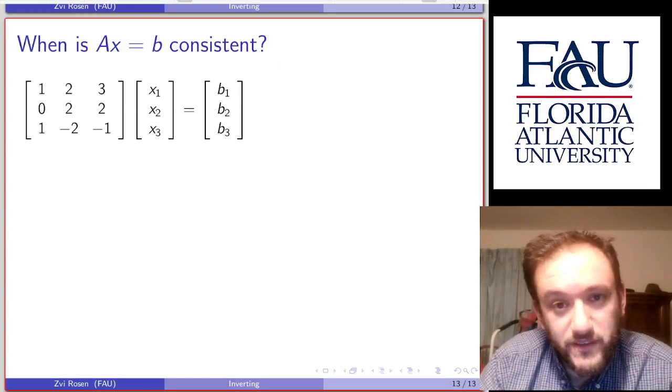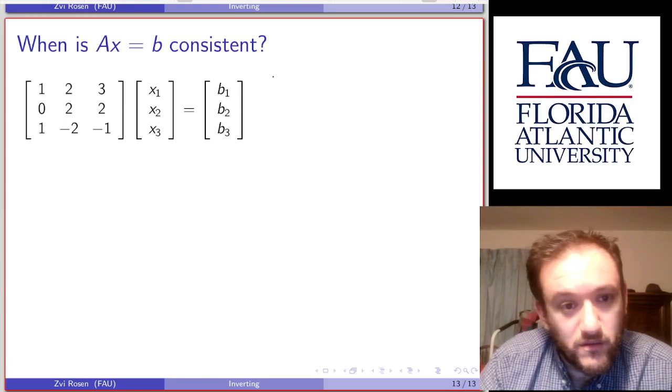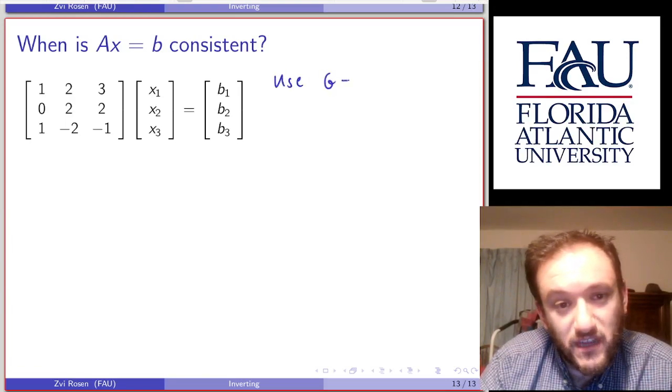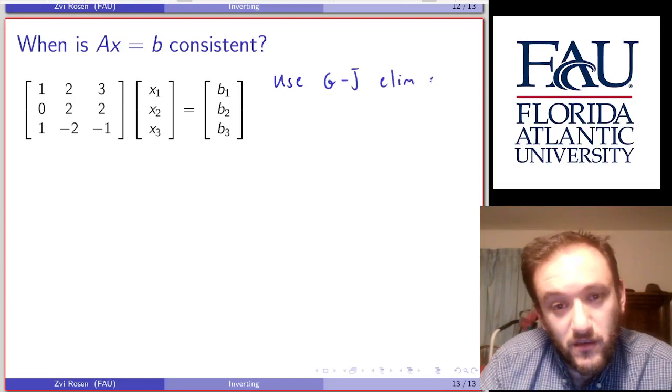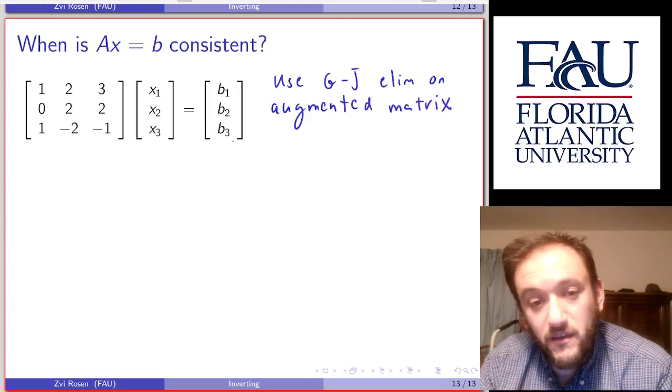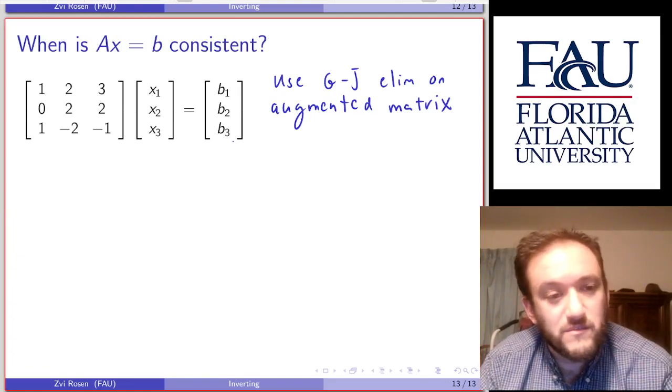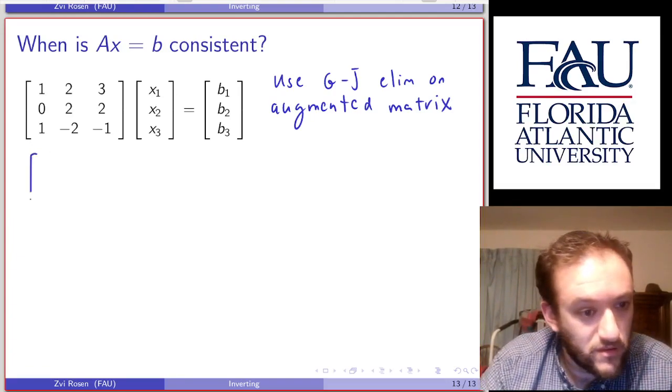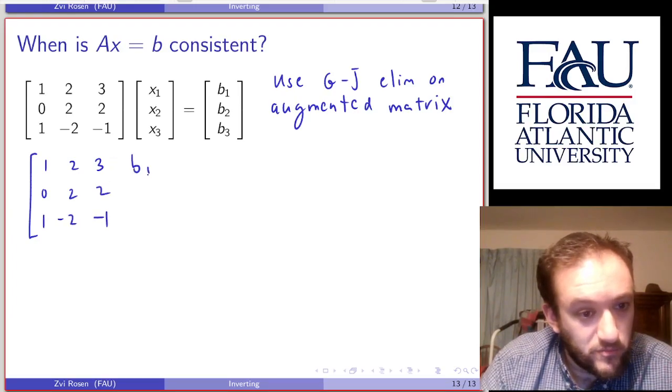So here we're going to use the Gauss-Jordan elimination on the augmented matrix as before, but we're going to keep things symbolic, right? We're going to have B1, B2, and B3, and see what happens as we do the Gauss-Jordan. So we have 1, 2, 3, 0, 2, 2, 1, minus 2, minus 1, B1, B2, B3.